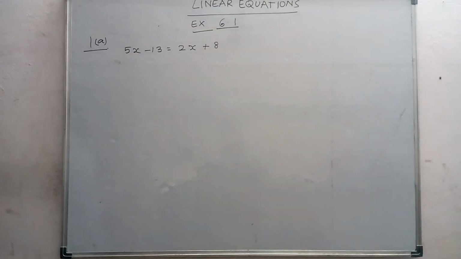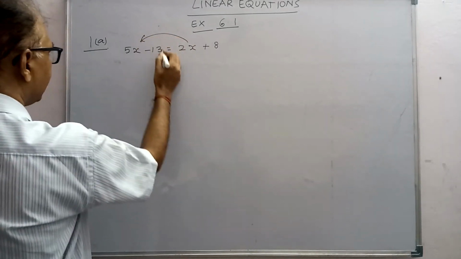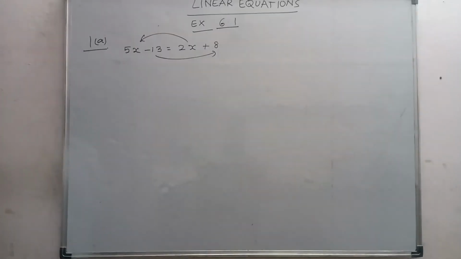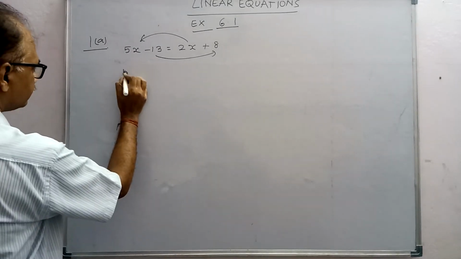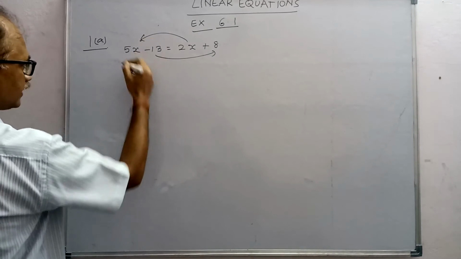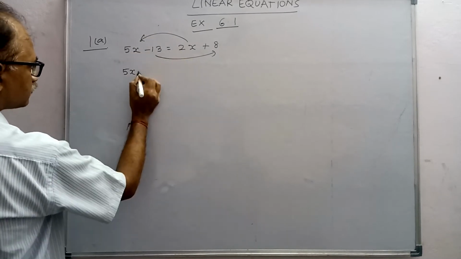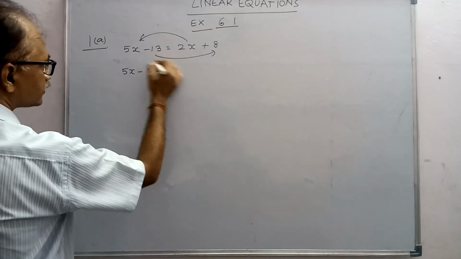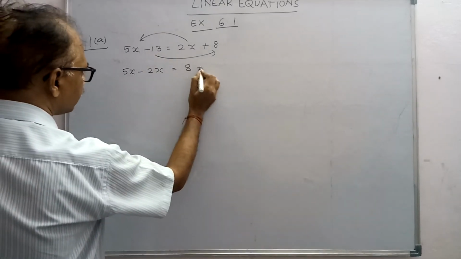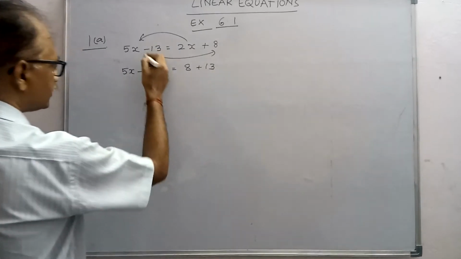As I told you, the variables are to be brought to the left hand side and the constants to the right hand side. So here 2x will be transposed to this side and 13 will be transposed to that side. When these are transposed, their signs will change. So it will become 5x. 2x goes that side, so this positive sign will change to minus. 13 here is negative, it goes to the other side, so it will become plus 13.